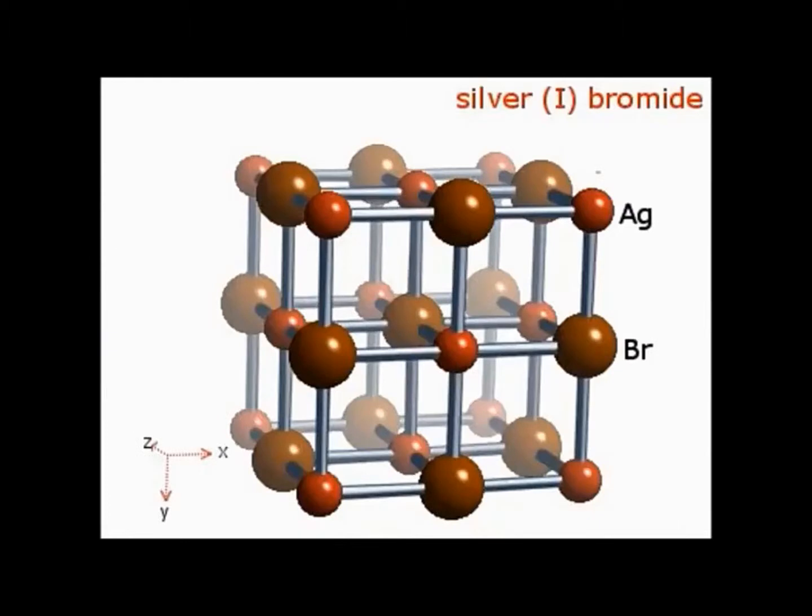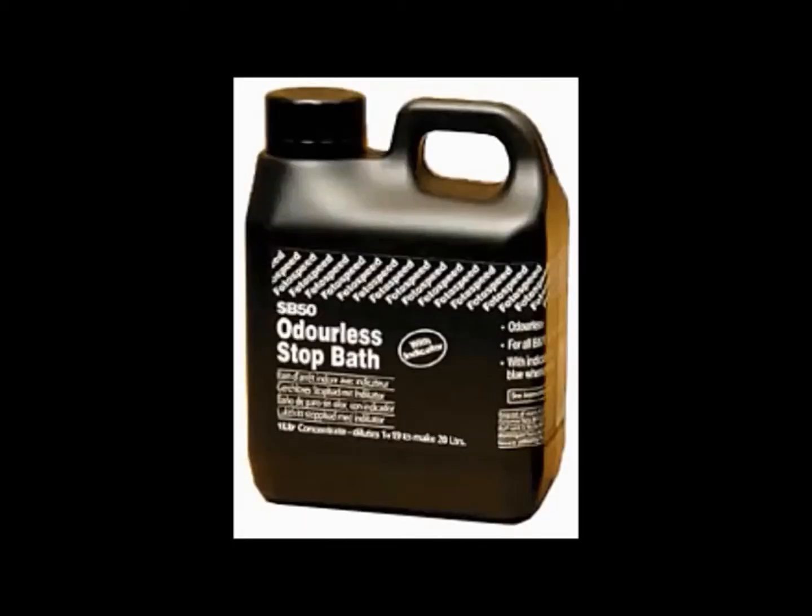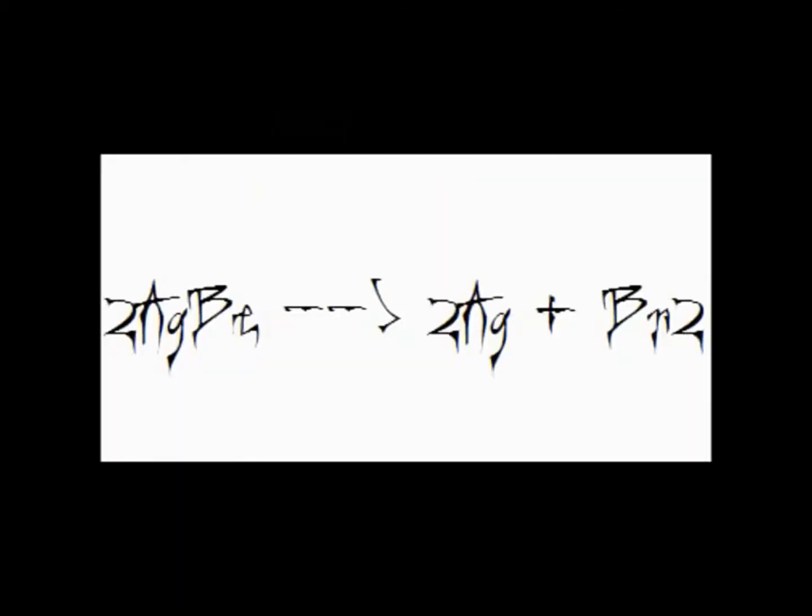For example, when silver bromide gets activated with light, it turns from an ion to a metal, which is what helps create the image. The chemical equation is just from ion to metal, AgBr to Ag. The stop bath solution is the next thing to be added. The chemical equation is 2AgBr to 2Ag plus Br2.